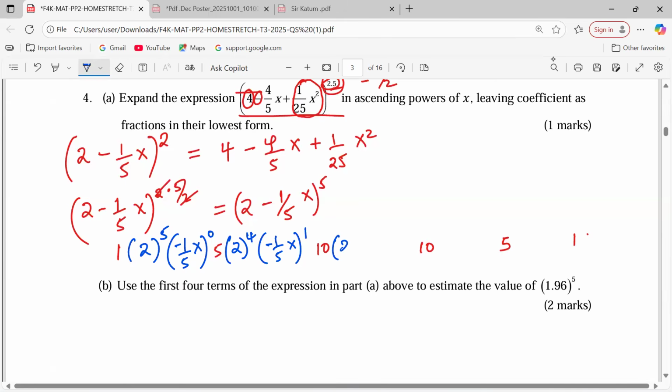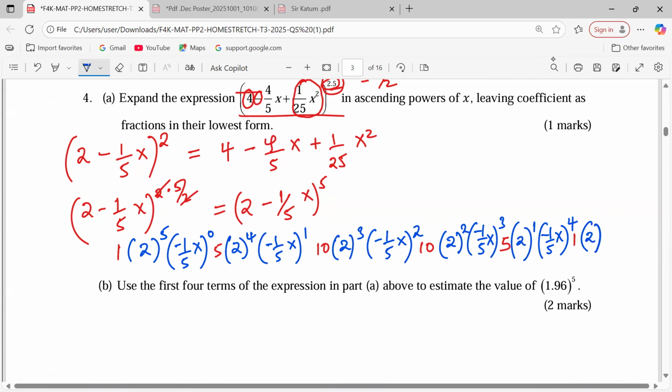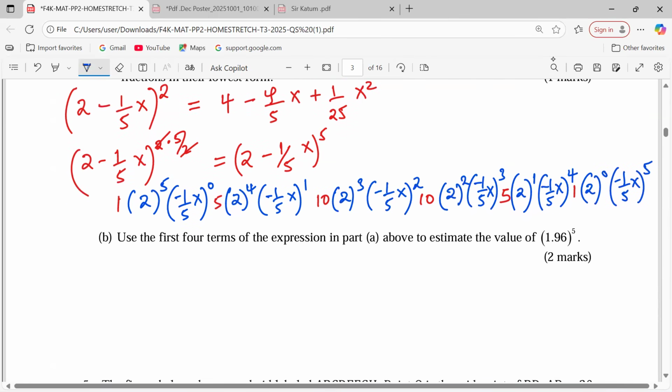We proceed and have 2 taking power 3, negative 1 over 5x taking power 2. After that, 2 power 2, negative 1 over 5x power 3. 2 power 1, negative 1 over 5x power 4. And finally, 2 power 0, negative 1 over 5x power 5. So now we can expand at this level.